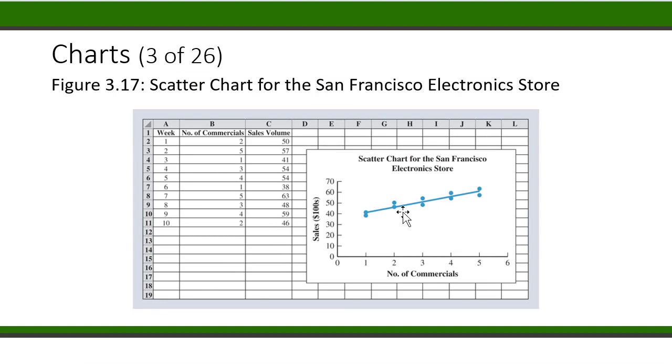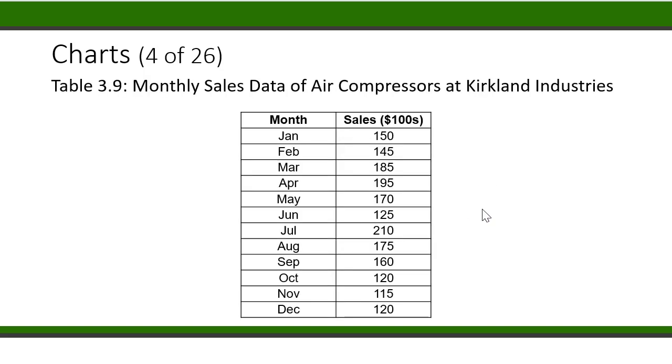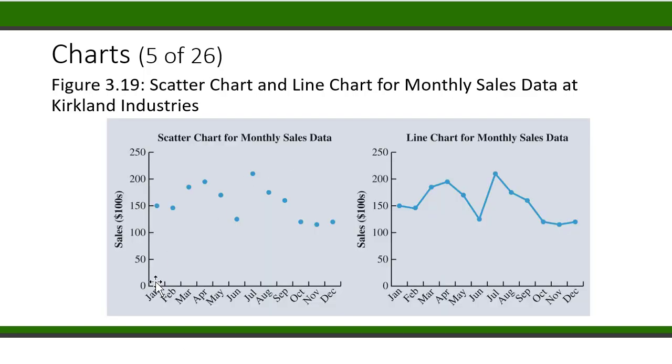So this indicates a positive trend, so that as the number of commercials increases, the number of sales increases as well. Some other charts that we can create are line charts. So here we have an example of some data. You've got your month, you've got your sales per month. And so again, you would highlight your data, go to your Insert tab and go to line chart, and you should be able to create something like this.